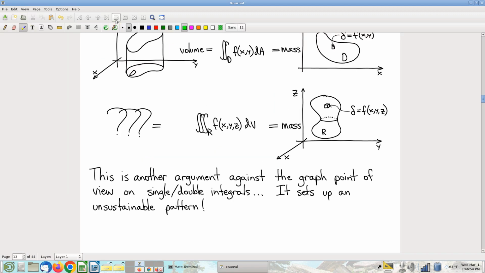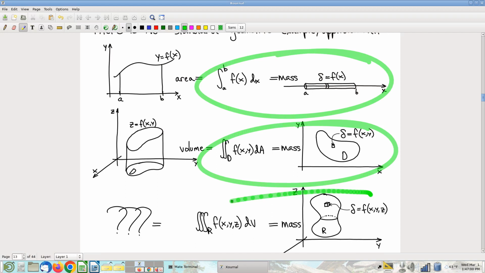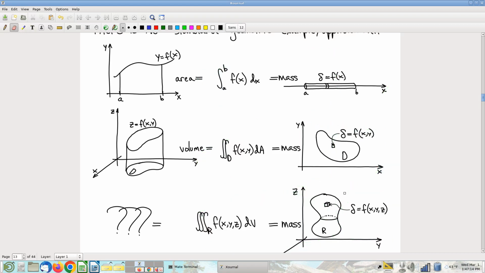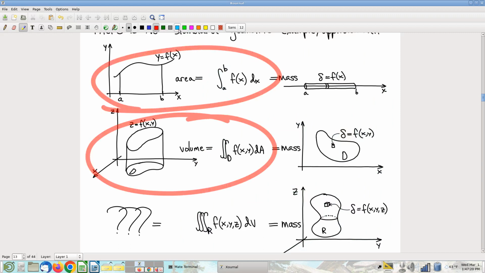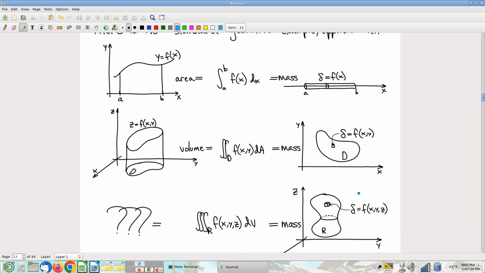So with that in mind, I encourage you to likewise think about this, loosely, as the domain point of view on single and double integrals as well, to set up a nice pattern, a consistent apples and apples comparison between these three different things. As opposed to, again, a common choice to think of single variable integrals this way, double integrals this way, and then triple integrals this way. And this leads to confusion. Let's just leave it at that. Okay, all right, so moving along.